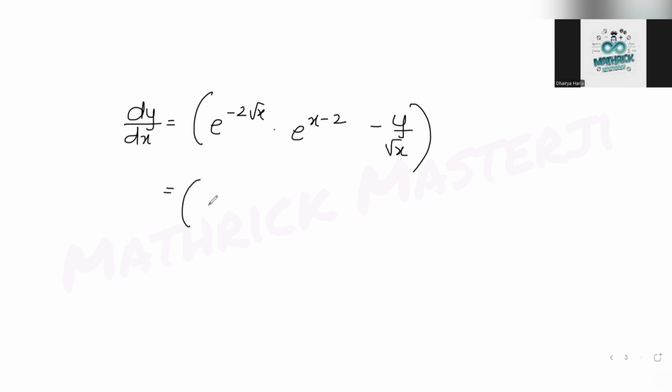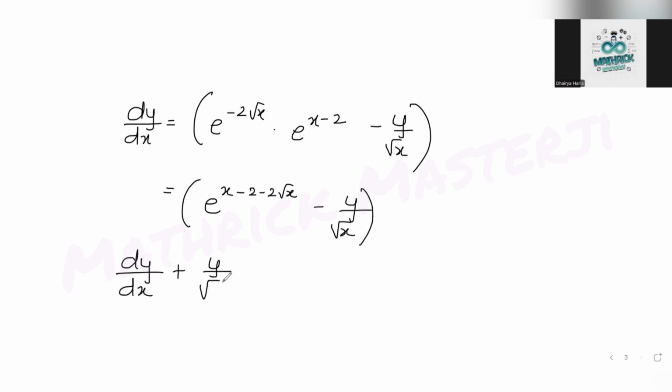So what I get from here is e raised to x. I know if I have the same bases and the powers are different, I can just add the powers if they are multiplied. So I'm just adding it up: x minus 2 and minus 2 root x, minus y over root x. If I take y over root x to the left-hand side, it gives me dy by dx plus y over root x is equal to e raised to x minus 2 minus 2 root x.